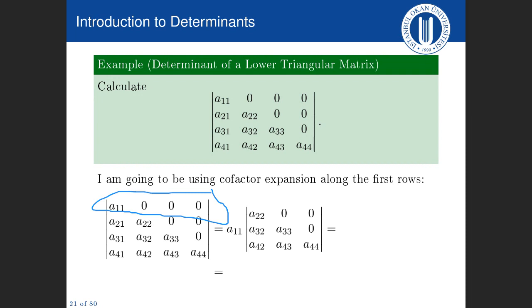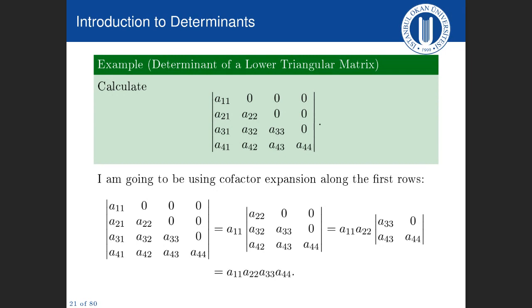Because the top left square in the checkerboard is always plus, it's going to be plus A11, and then we're going to have the determinant of a 3x3 matrix. But then I'm going to use the first row again, because the first row has 2 zeros. So it's going to be A11, A22, multiplied by the determinant of a 2x2 matrix. And we know how to do 2x2 determinants. The answer is just A11, A22, A33, A44. And that's always the case for a triangular matrix. It's always the product of the entries on the main diagonal.